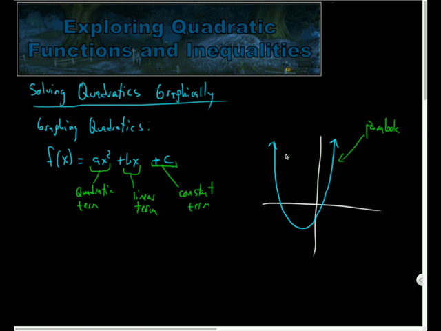Some of the significant values of the parabola: the minimum point is called the vertex. And we'll eventually have a formula to help us find that. Some other valuable information would be the x-intercepts, which are sometimes called roots, and also called zeros. Those are also valuable to know. And then a third point, which would always exist, is the y-intercept.